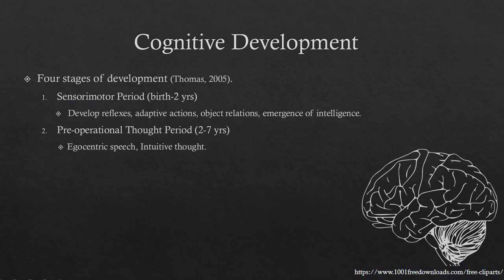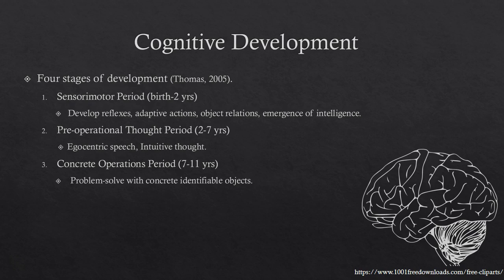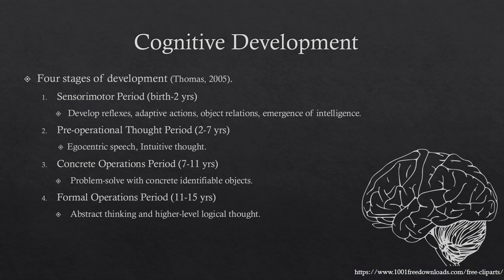And this is known for when egocentric speech starts, and that's where you might see young children talking to themselves, and that's a way for them to learn and process information. They may start having some intuitive thought at this age. And then the next stage is the concrete operations period from 7 to 11 years, and this is when children are very good at problem solving when they can work with concrete identifiable objects.